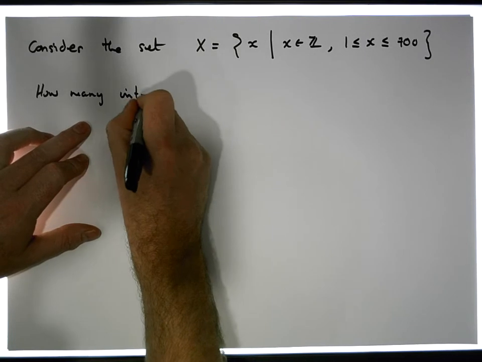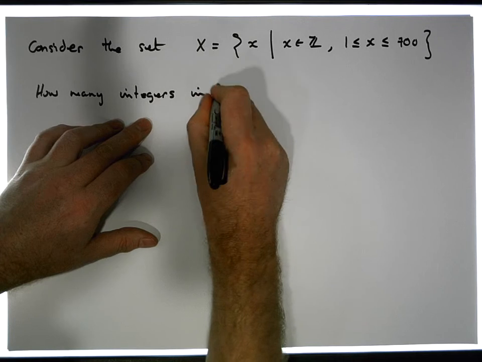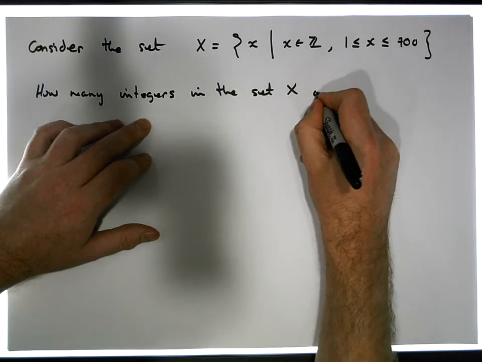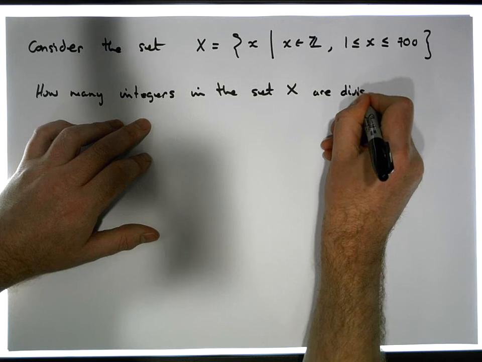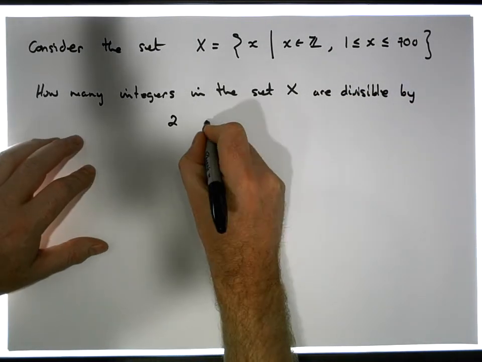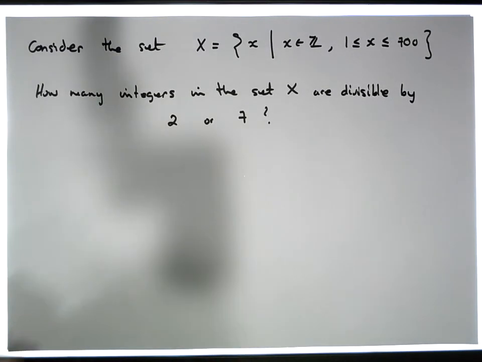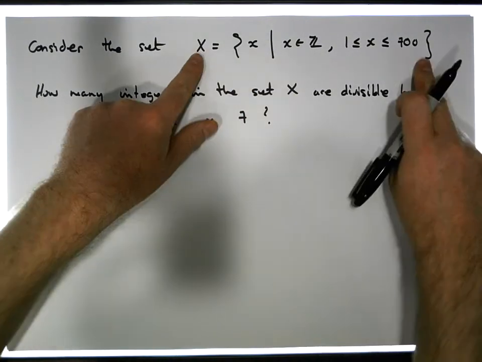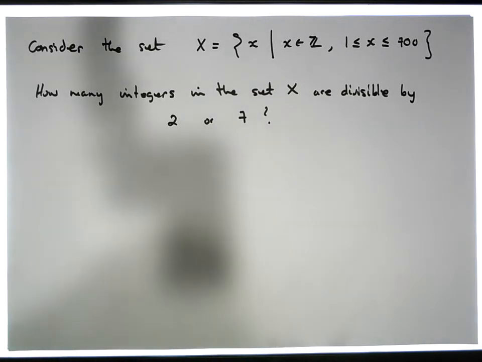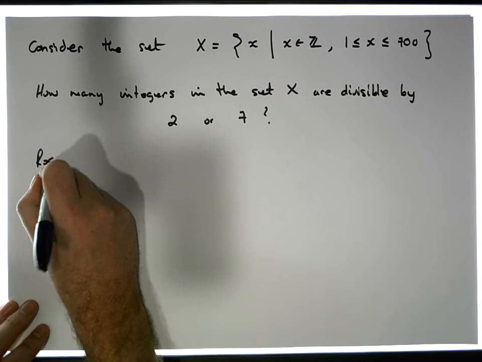how many integers in the set X are divisible by, let's say, 2 or 7? Question mark. And that's what Hunter asked. Here's a set here. How many integers in that set are divisible by 2 or 7? Now this is defined in set builder notation form. In roster form, it's going to be a very long list.